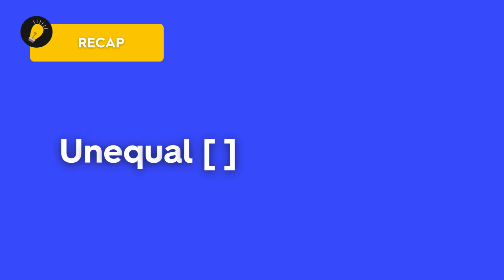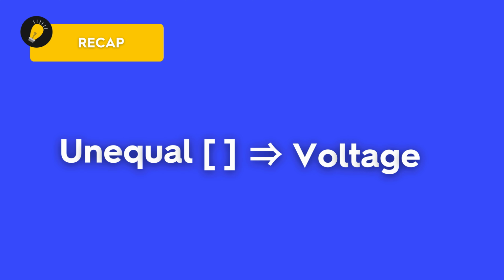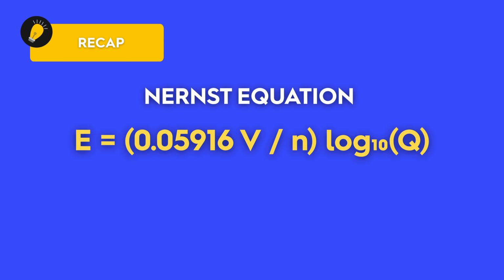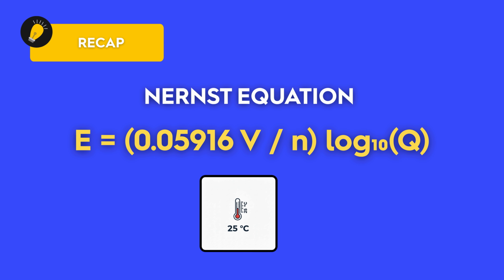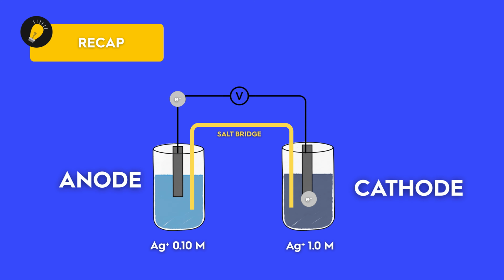To recap, unequal concentrations in identical half cells create a voltage. Use the Nernst equation. At 25 degrees Celsius, the 0.05916 volt rule. And remember, electrons flow from the lower concentration side to the higher one until the system evens out.